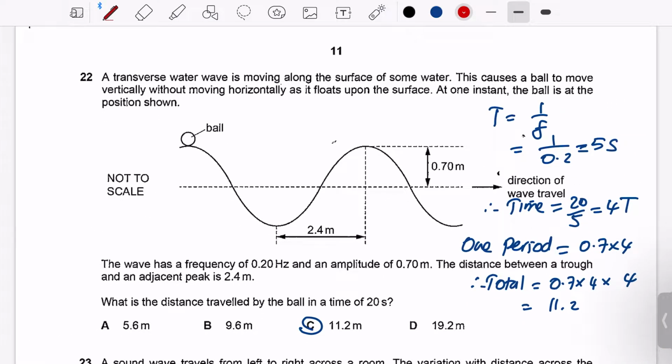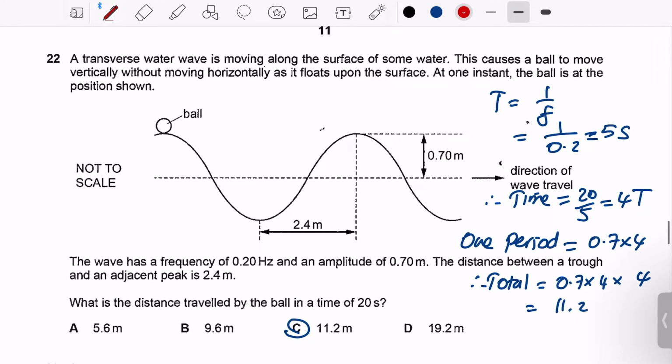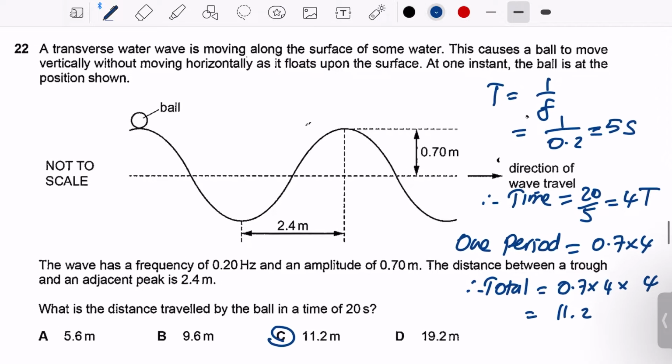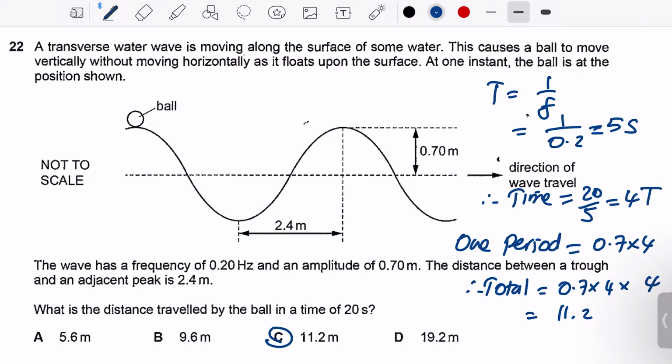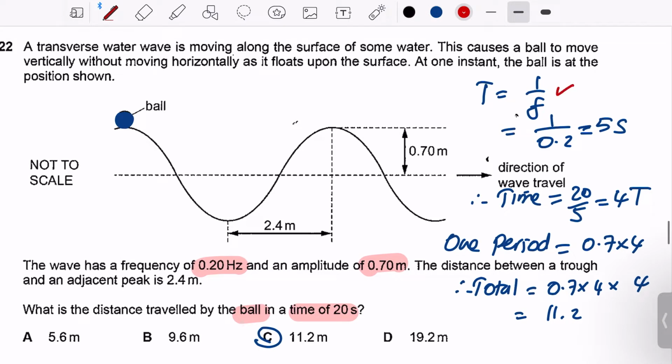This looks scarily difficult, but actually it's a very simple question. They say frequency is 0.2 hertz and amplitude is 0.7, and they ask about 20 seconds. They ask about a particular ball, how much distance this will move in 20 seconds. All right, let's try. T equals 1 over f.